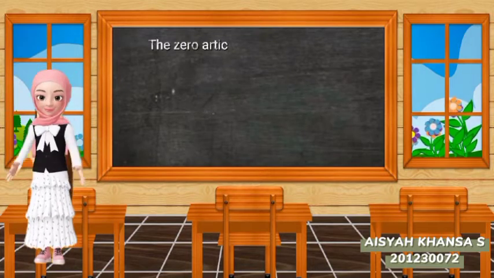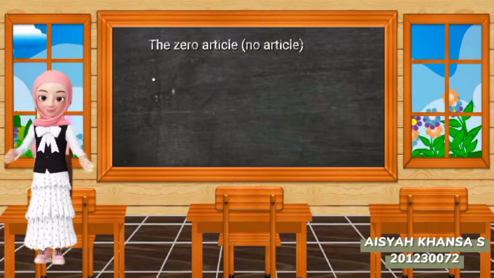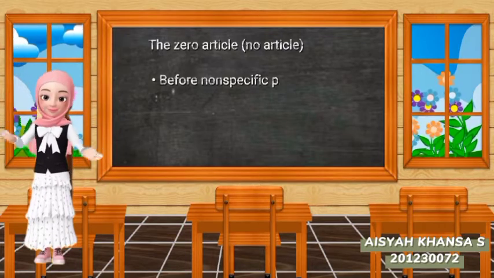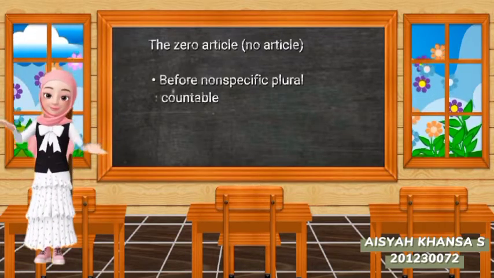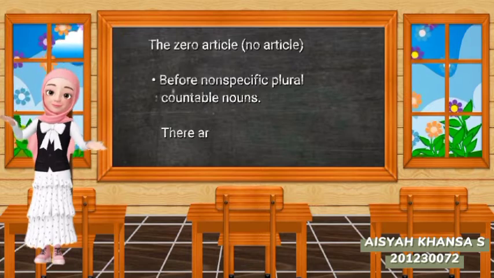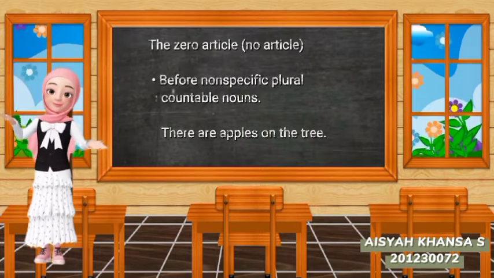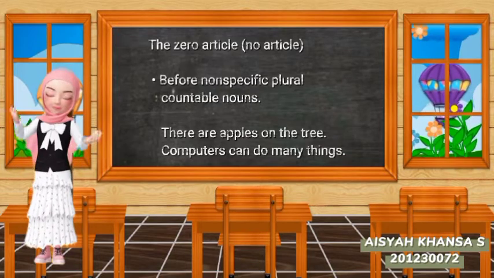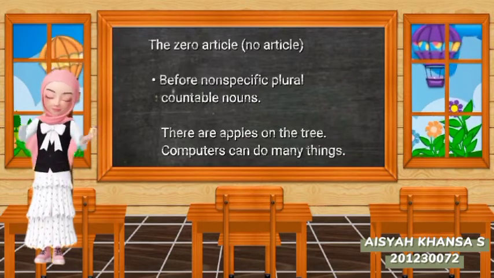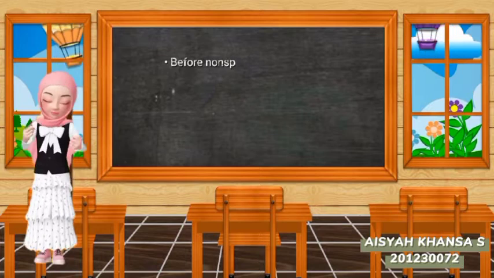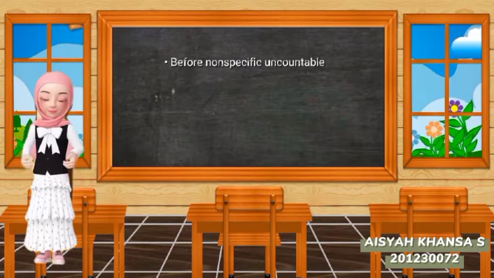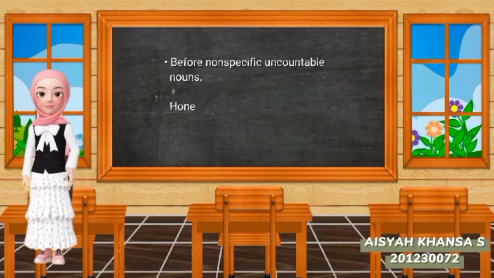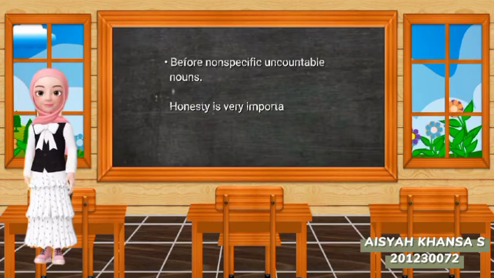The zero article or no article. The first, before non-specific plural countable nouns. For example, there are apples on the tree. Computers can do many things. The second, before non-specific uncountable nouns. Honesty is very important to me.